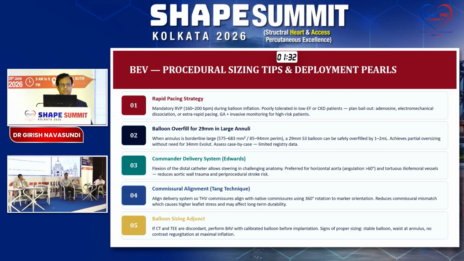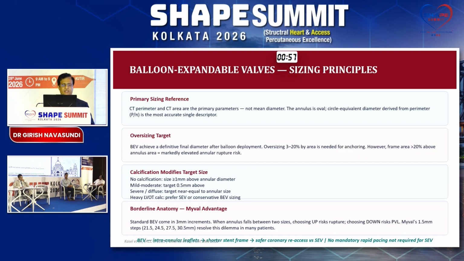What are the strengths of the balloon expandable valve and how do you select it? I think rapid pacing is absolutely essential when you use balloon expandable platforms. It is mandatory, 160 to 200 beats per minute, to get a systolic blood pressure of probably less than 60 to 50. Then balloon overfill for larger sizes, though that gets a little out of context. Then the delivery system allows you to flex and get commissural alignment as well. Then you have balloon sizing as an adjunct if CTs are discordant.